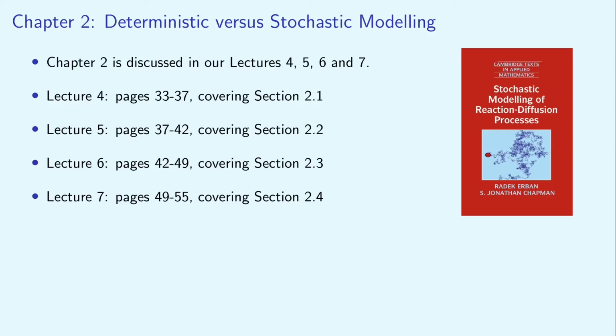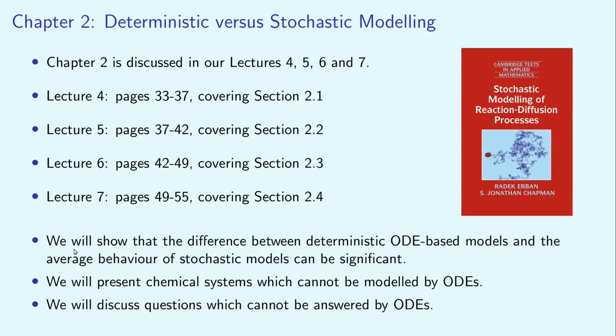However, for all examples presented in Chapter 1, the deterministic ODE-based models provided a reasonable description of the average behavior of the system. In Chapter 2, we will show that the difference between deterministic ODE-based models and the average behavior of stochastic models can be significant. We will present chemical systems which cannot be modeled by ODEs, and we will discuss questions which cannot be answered by ODEs.